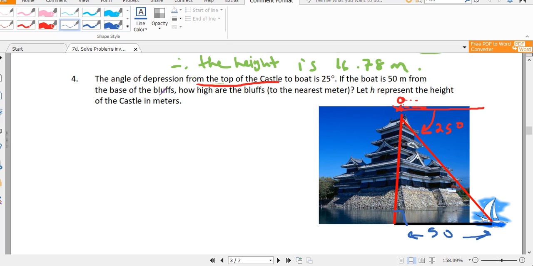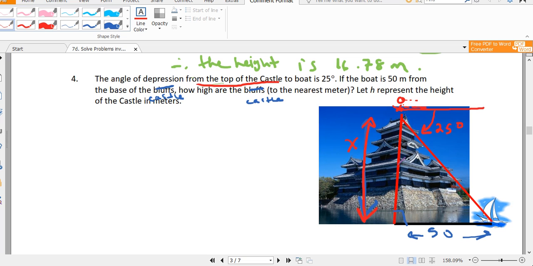Oh, this is supposed to say castle. I'm sorry, I will change this. This is supposed to say castle. Castle, castle. Okay, I'll change this. Don't worry. So, how high are the castles? So our job is to find this height. Okay. Maybe I'll use red so it stands up better. Our job is to find this height. Let's let this be represented with an X.